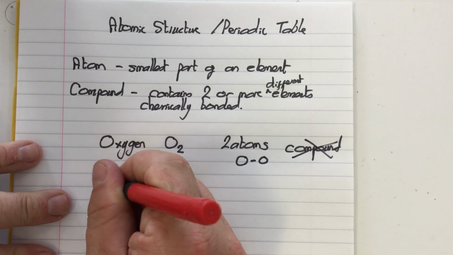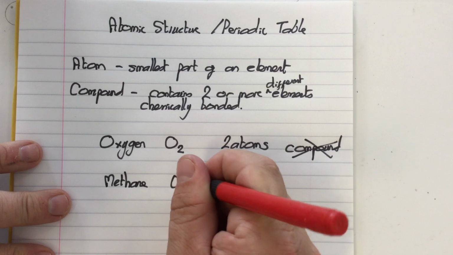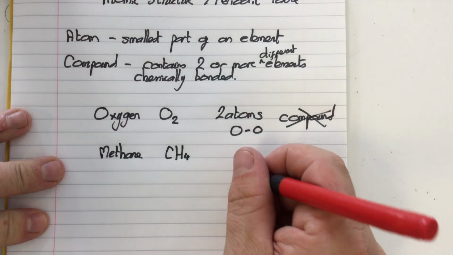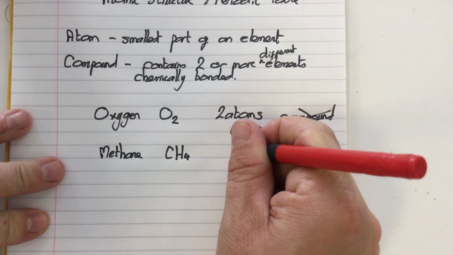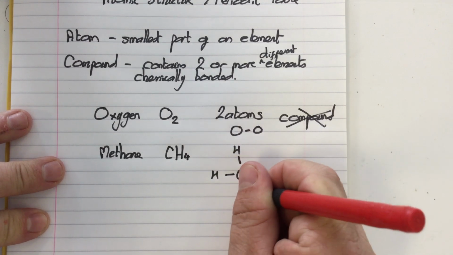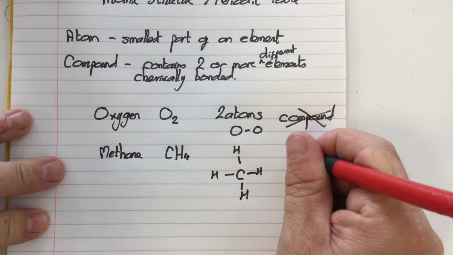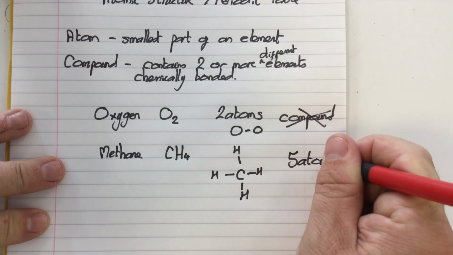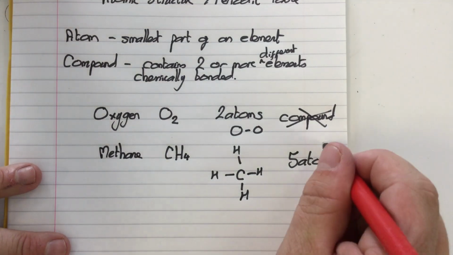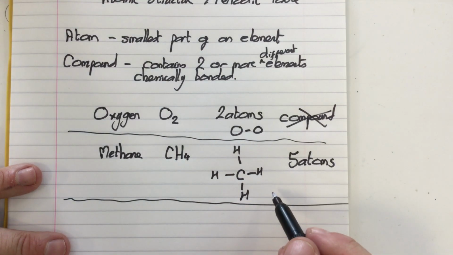If we look at methane, then methane is written as CH4. Now that means you've got one carbon and you've got 4 hydrogens covalently bonded to that carbon. So there you've got 5 atoms, because you've got one carbon and you've got 4 hydrogens around it. Again, that wouldn't be called a compound.